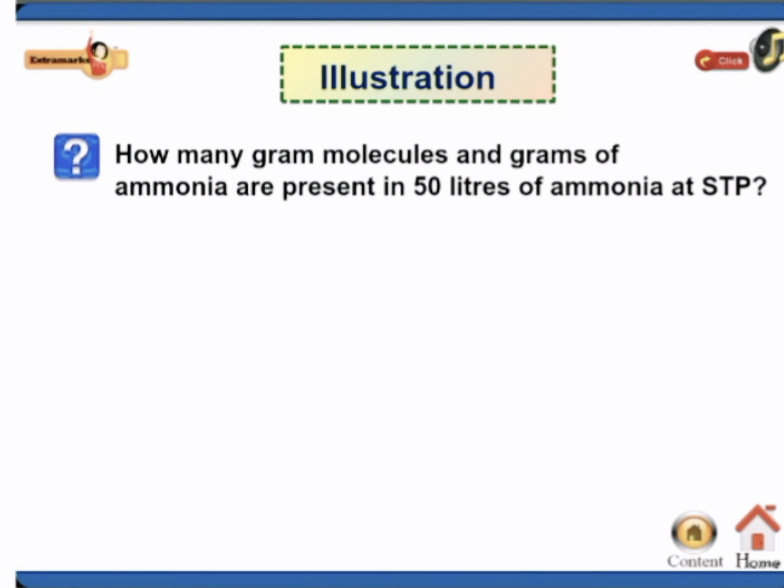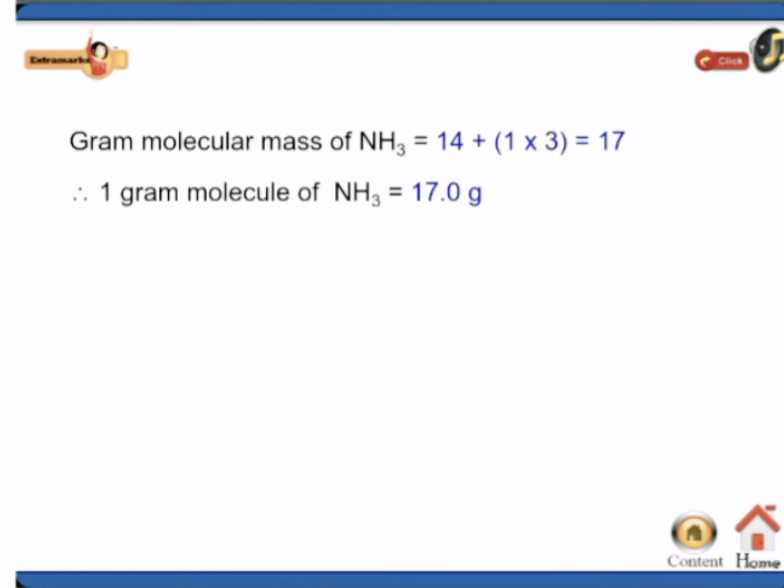How many gram molecules and grams of ammonia are present? Now we will calculate the gram molecular mass of ammonia, which comes out to be 17. Therefore, 1 gram molecule of ammonia.